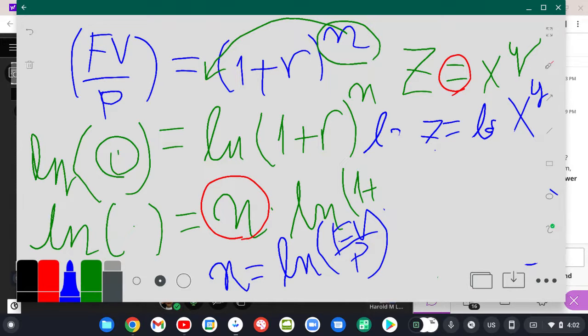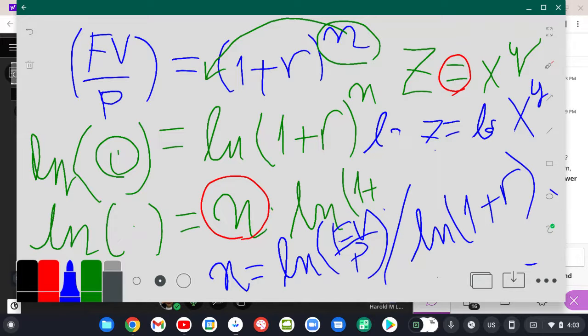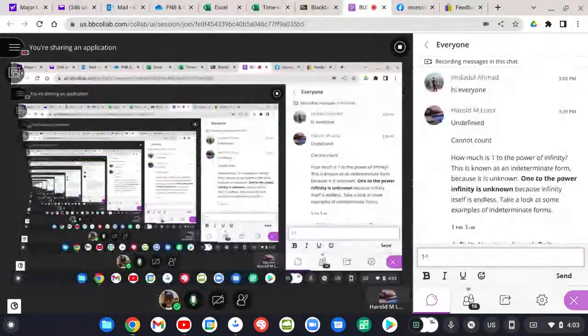So, and then, where is it? So divided by natural log of 1 plus r. Now we have the formula that can solve for n, right? Good, everyone? Now we can go back to our Excel.